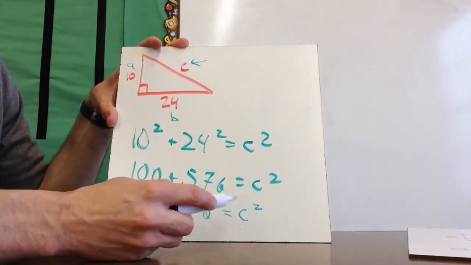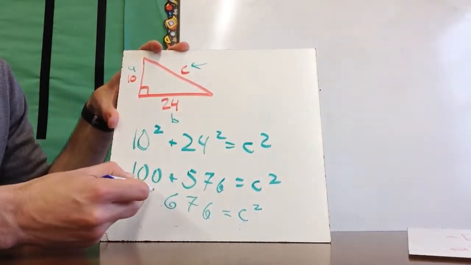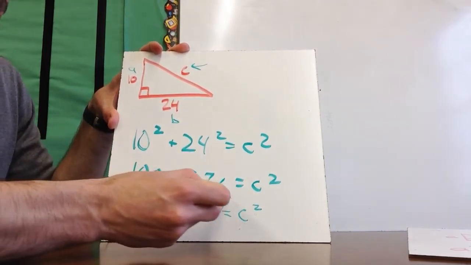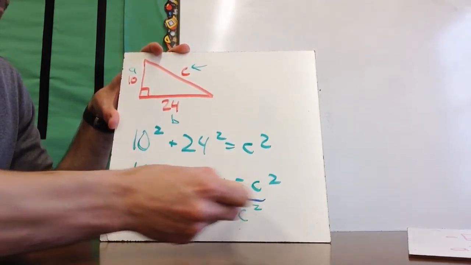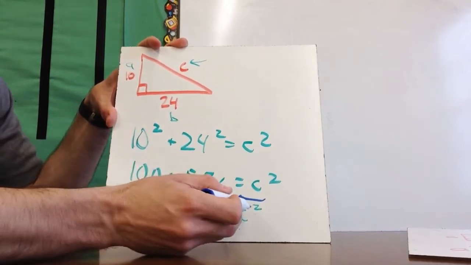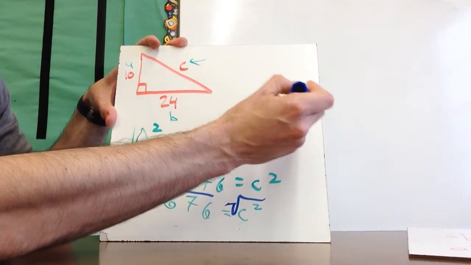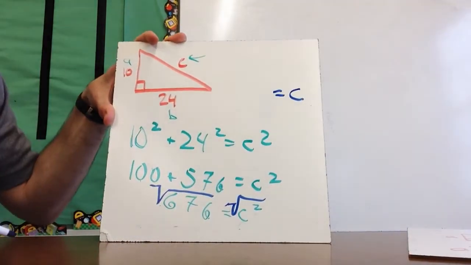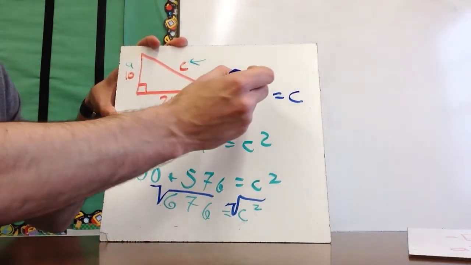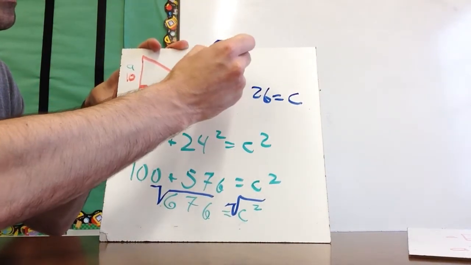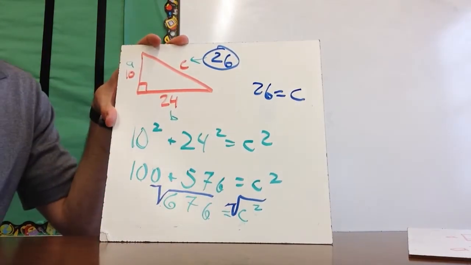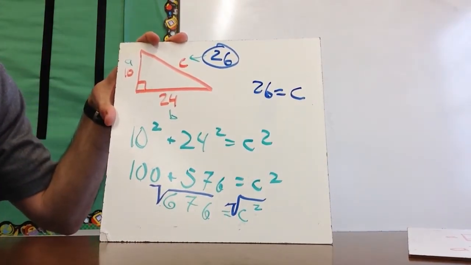In order to find what C is, we need to take the square root of this side and the square root of this side. Whatever I do to one side, I do to the other. The square root of C squared is C. The square root of 676 is 26. So that means that C is going to be 26. That's one way of solving a problem like this.